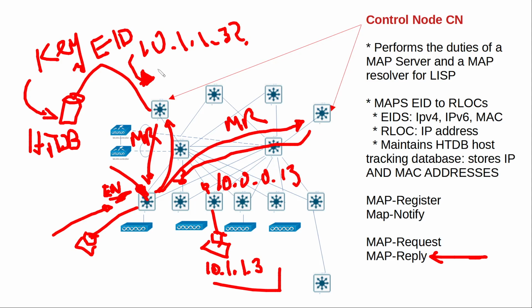And then it will notice the RLOC is 10.0.0.13. It will notify that using the map reply. Then this edge node will build a tunnel with a destination of 10.0.0.13 because the control nodes were able to provide that information.